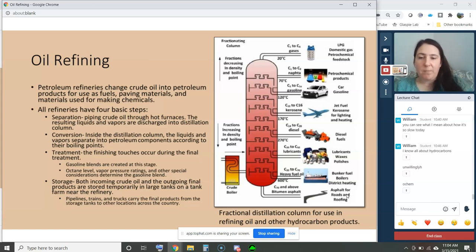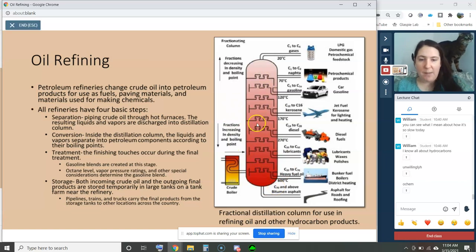First is the separation, which is piping the crude oil through hot furnaces. And so the resulting liquids and vapors will be discharged into this column. And so that would be separation.